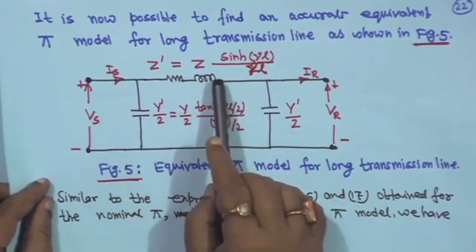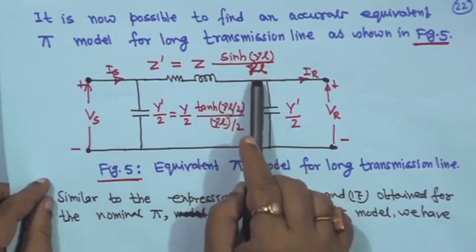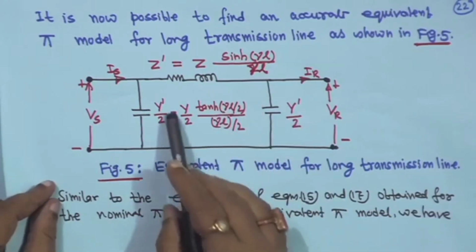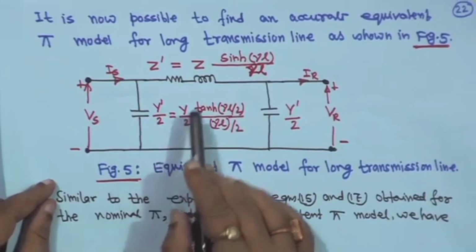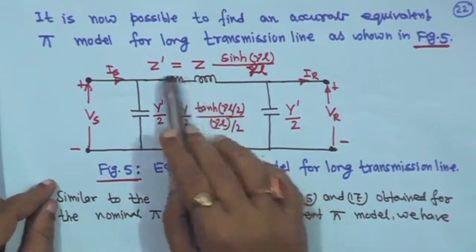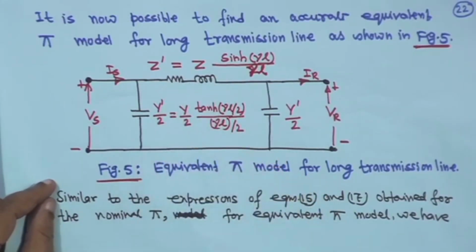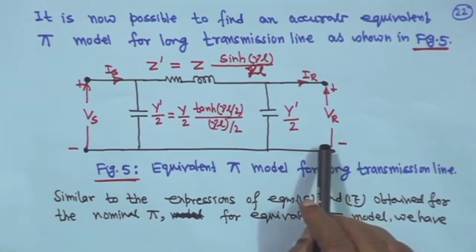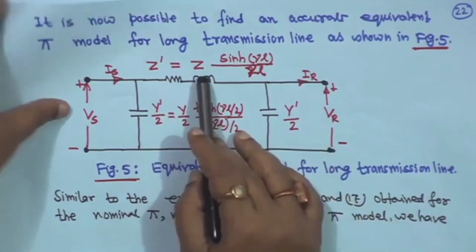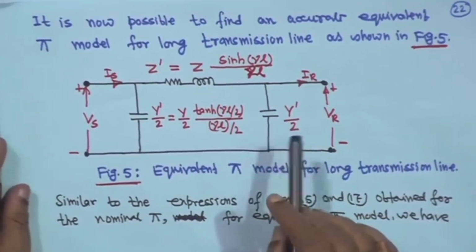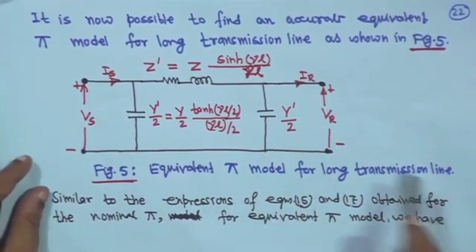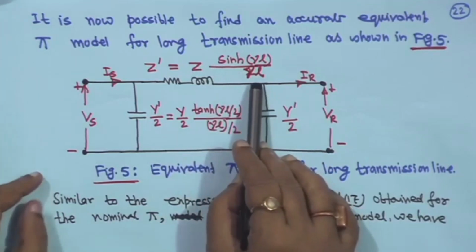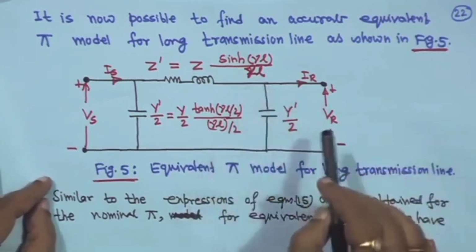So, z' is equal to z sinh(γL) upon γL, this is z'. What is z'? I will come to that. Then y'/2, and instead of z, this has become your z'. Generally when we are doing a pi model, at that time it was z and y/2, but as you have taken the exact one, this z will be multiplied by a factor sinh(γL)/γL. It is coming from that only, I will come to that.